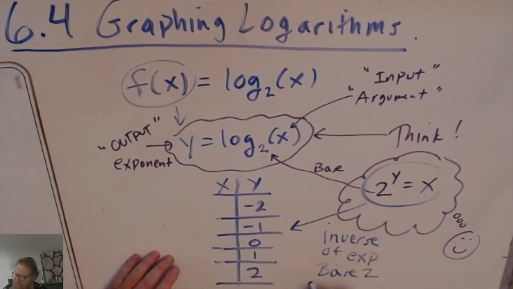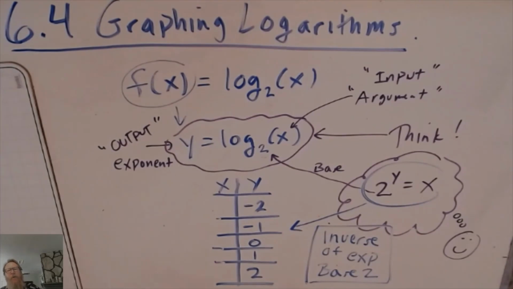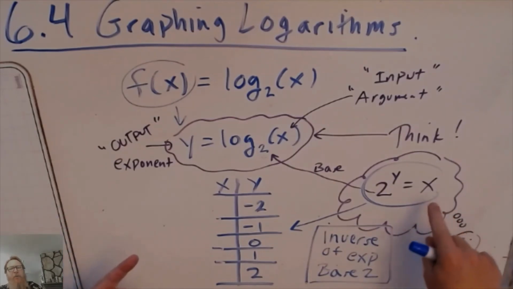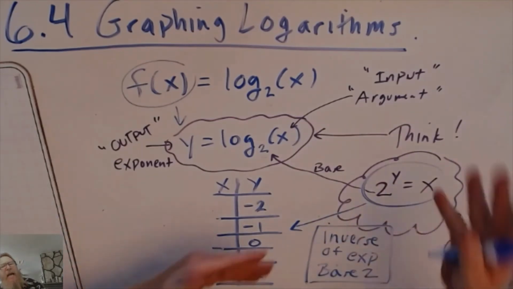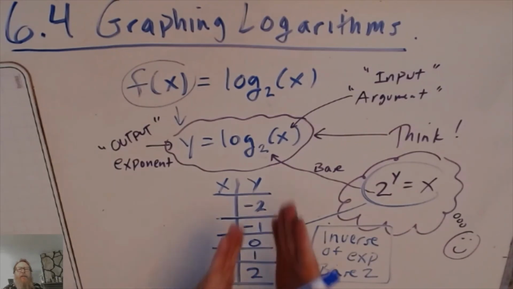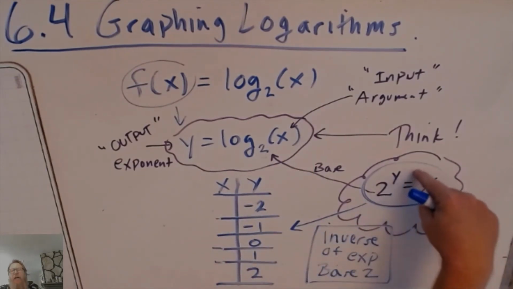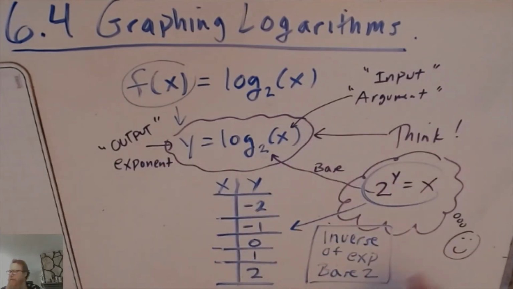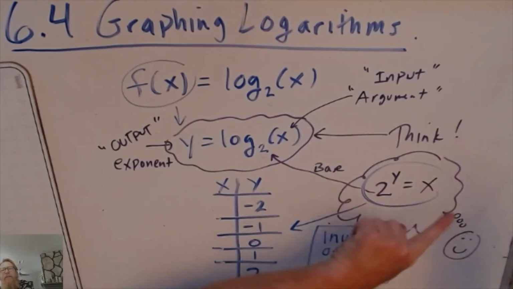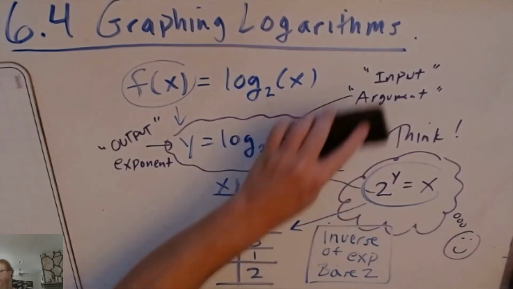of the exponential base 2. In other words, the graph, you go back and look at section 6.1 and 6.2, when we were doing the exponential graphs, what used to be an x is now a y. So these are our y's. And then I'm going to plug these y's into here, and that's going to tell me what x is. In other words, I'm solving this equation for x.